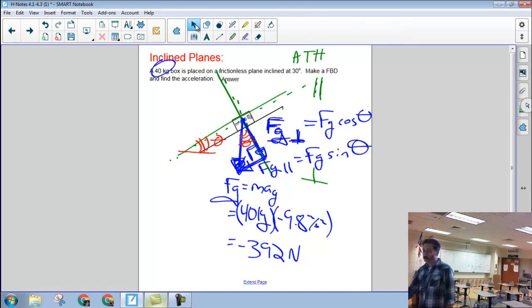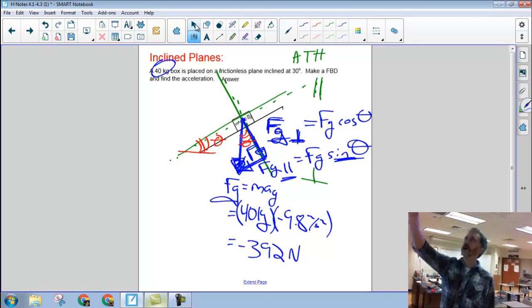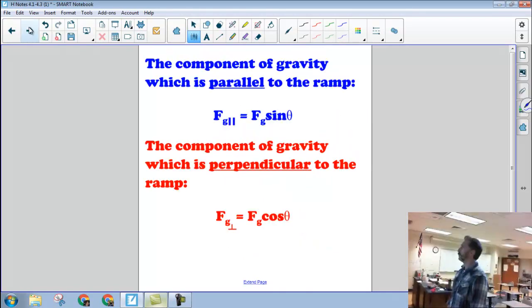Now, a lot of students think this is counterintuitive because a lot of students associate cosine with horizontal. But here, it's your sine that gives you the parallel component. Okay? So, I guess before we go any further, let's take a quick second and jot this down.